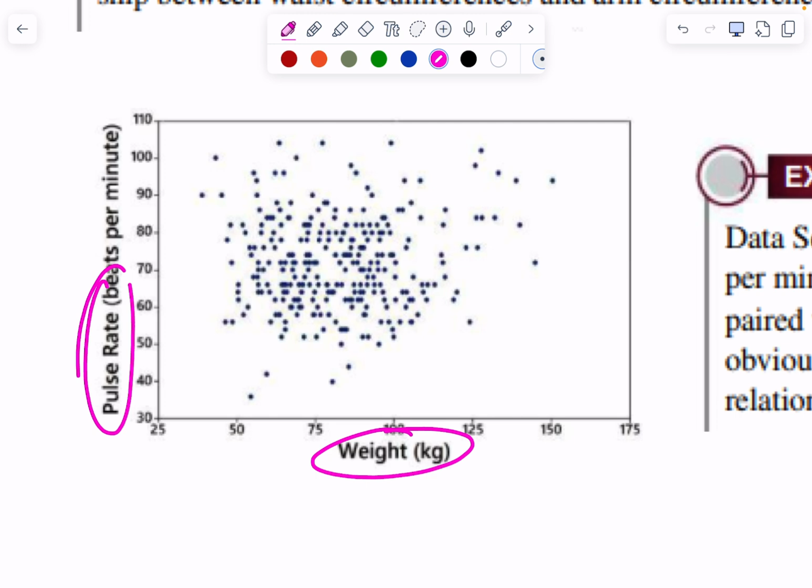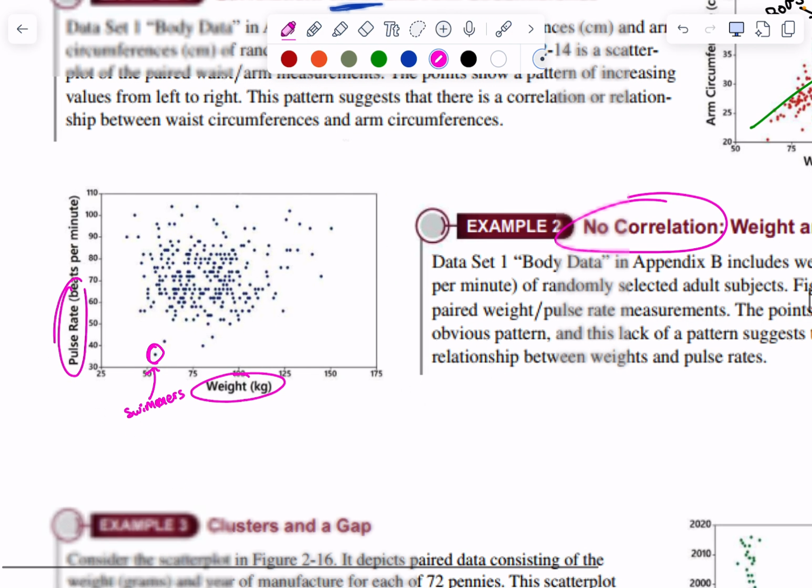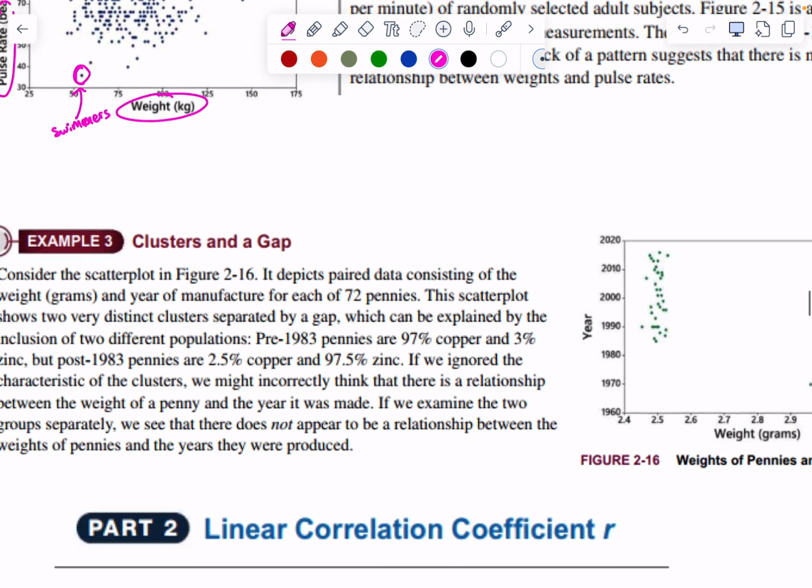Now, you do have some people down on this end, like ocean swimmers, people who swim across oceans. Did you know that those people condition their heart rate to be in the 30s? Did you know you can condition your heart to be that way? Cross-country runners, people who run long distances, typically have a lower heart rate. So there is a little bit of weirdness in there, but in general, weight and pulse rate do not have a relationship with each other, right? No correlation. Got it?